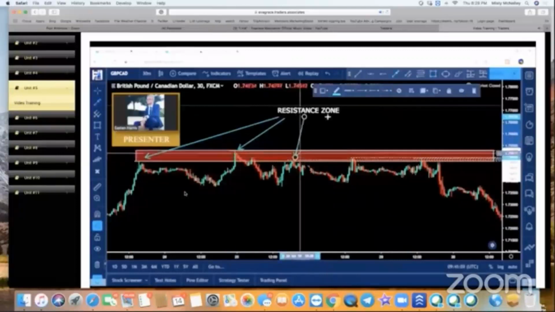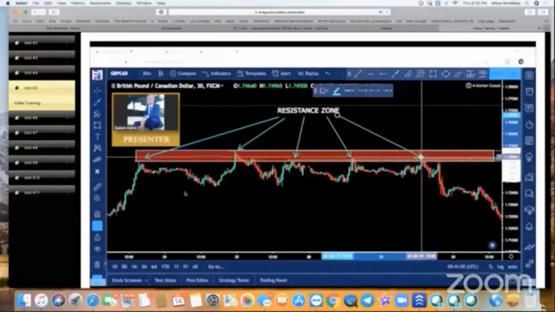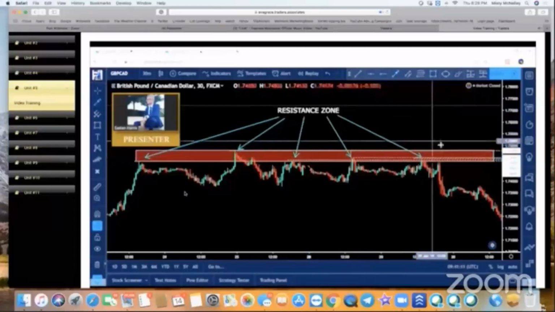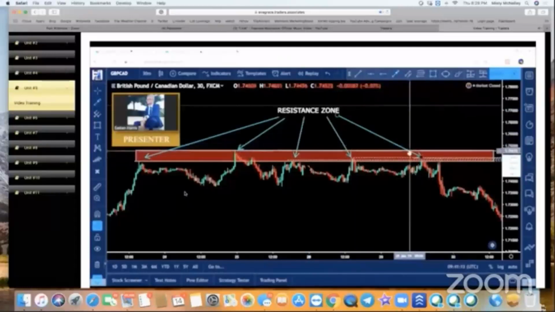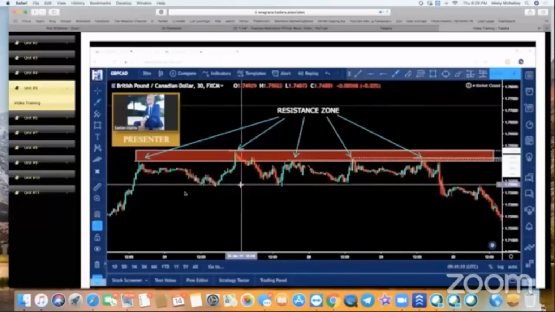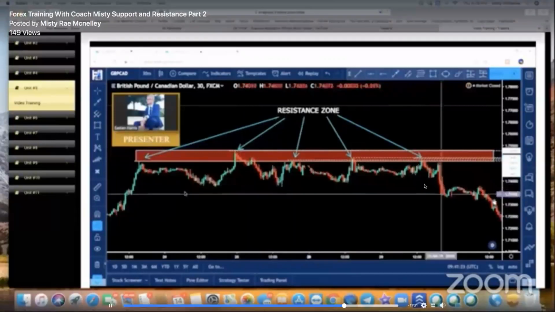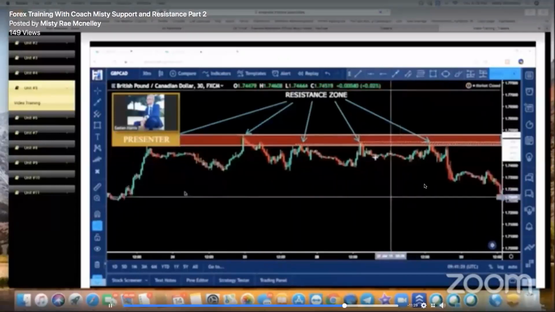No one's left out. It's very solid, and all the moves make total sense. This is our resistance zone. We're going to do the same thing to our support down here. There is a support, so let's mark that up.